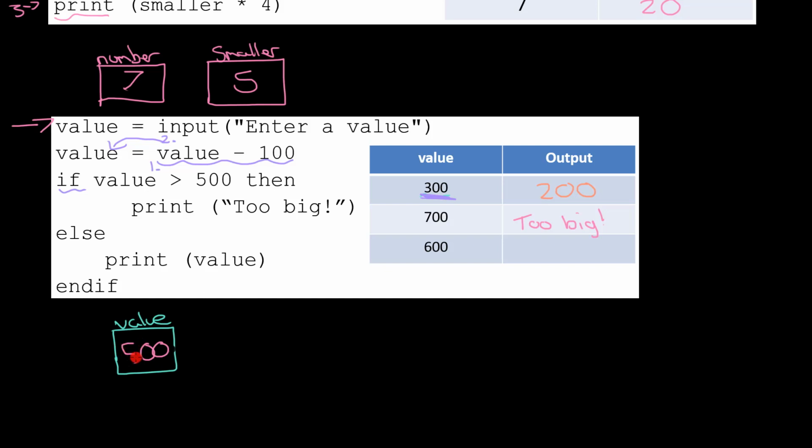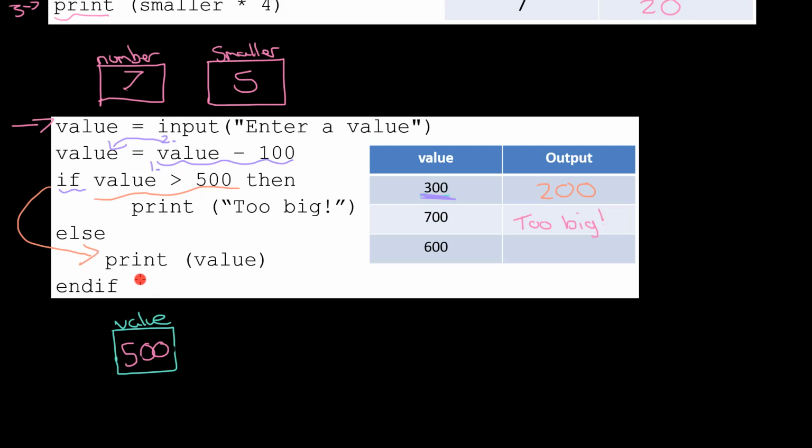So 500, right. If value is greater than 500, is value greater than 500? It is 500. So is it greater than 500? No, it's equal to 500. That's really important to pick up. That's a common problem that might be thrown at you, trying to figure out greater than or greater than or equal to. In this case, 500 is equal to 500, not greater than 500, which means we're not going to do the top half of this.